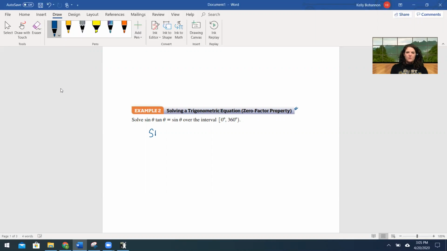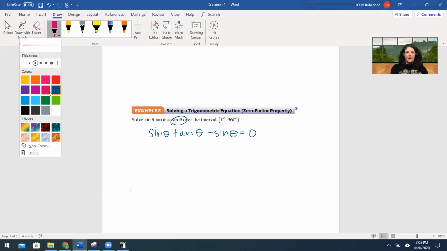But remember, I'm solving for theta, which means I need to get all of my thetas together. So I'm going to do sine theta, tangent theta minus sine theta, because I'm going to subtract sine theta from this side so that it's now set equal to 0. Now, this is zero factor property, so I'm going to factor out my GCF.